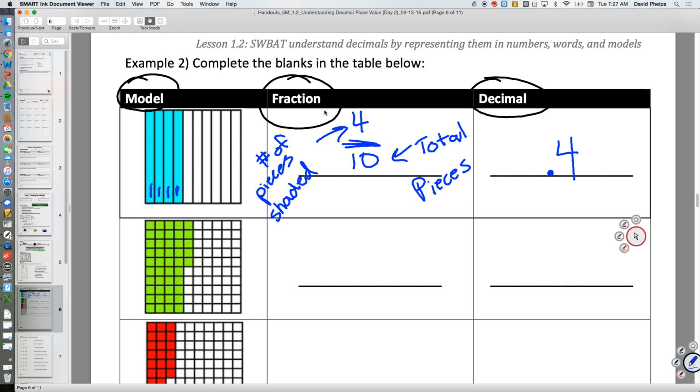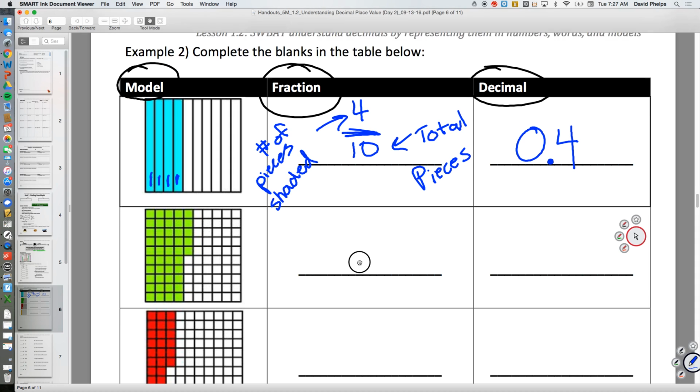Now, it's always appropriate if you don't have anything in the ones place, like for example, it's just 4/10 like this, put a 0 in front, just so we know there's nothing else on the left side of your decimal point. So we have 0 wholes and 4/10. These 3 things are all equivalent. Let's try the next one.